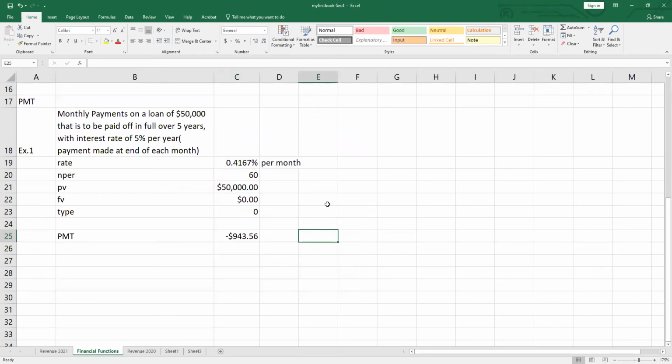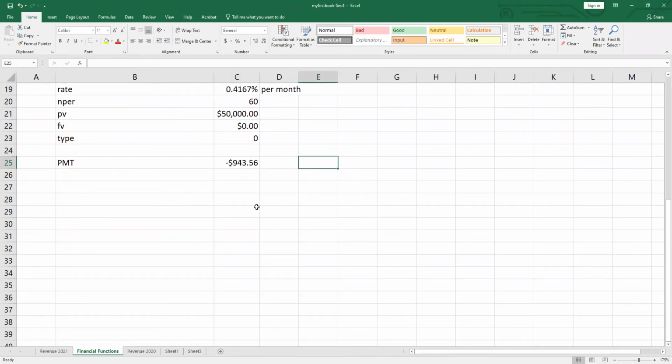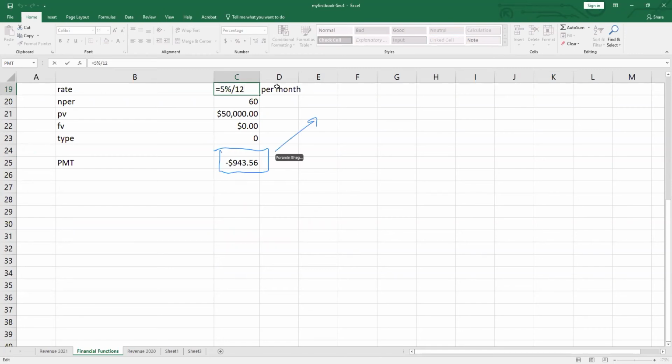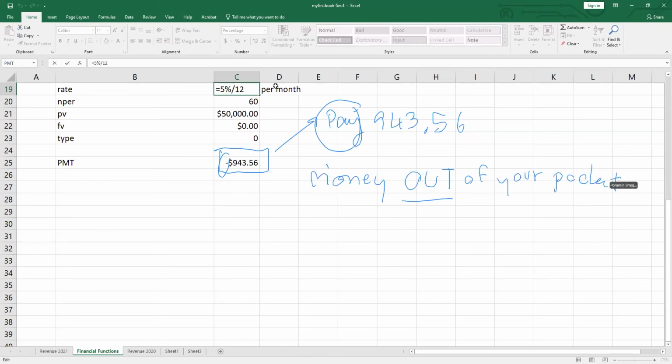Okay, this one, negative $943.56. What does it mean? It means that you have to pay $943.56. What is negative? Negative means pay. If you pay out, if the money is out of your pocket, we use negative values for that amount of money.